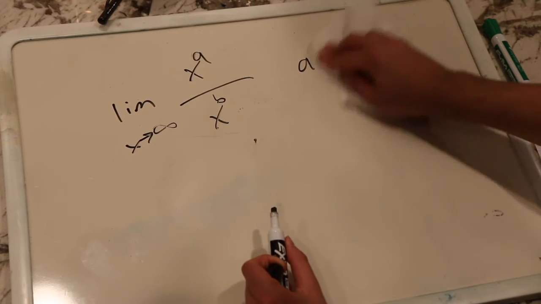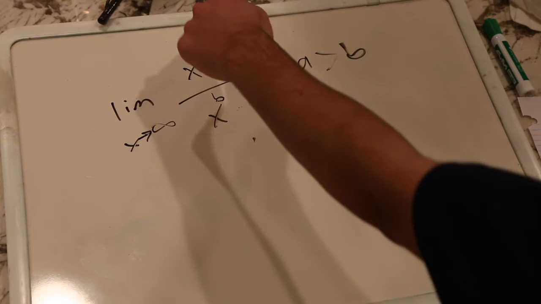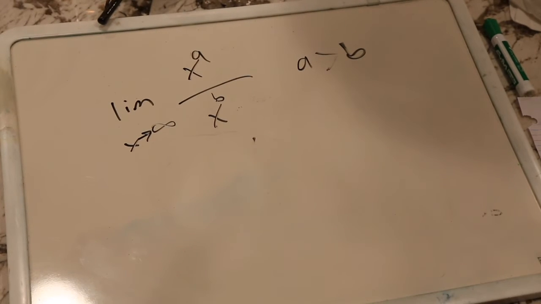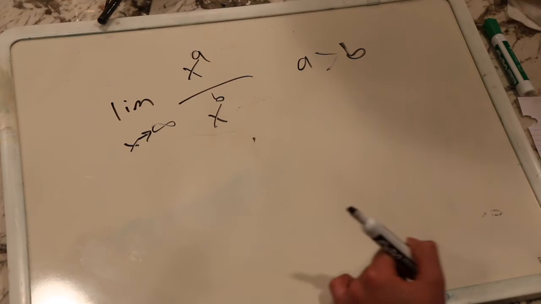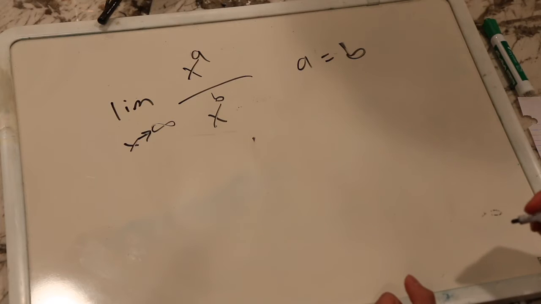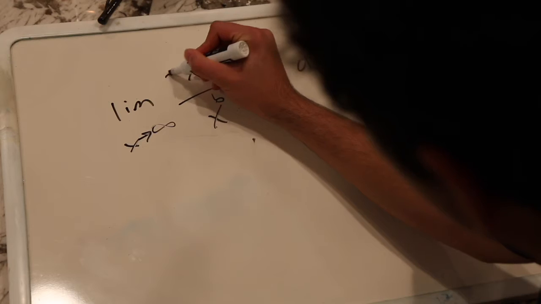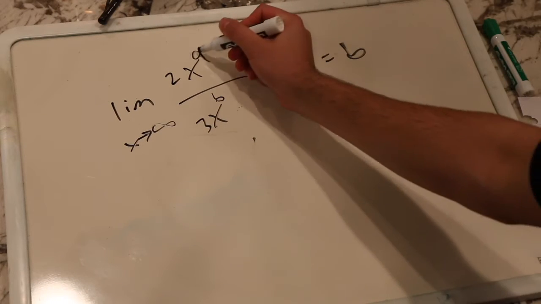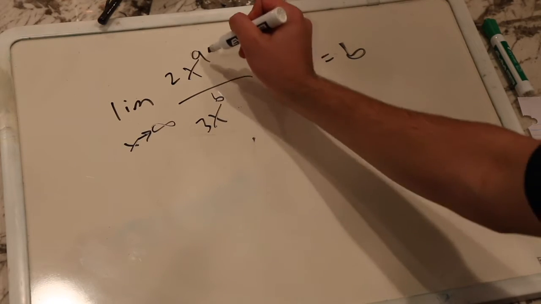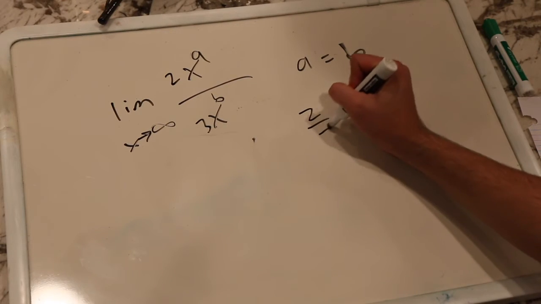And likewise, when the degree in the top is greater than the degree in the denominator, so when this is larger than this, you're just going to have to go through that process. There is no easy way. But also, when a equals b, all you do is you divide the coefficients. So let's just say this was 2 and this was 3. If the largest degrees are the same, you just do 2 over 3, so the limit would just be 2 over 3.